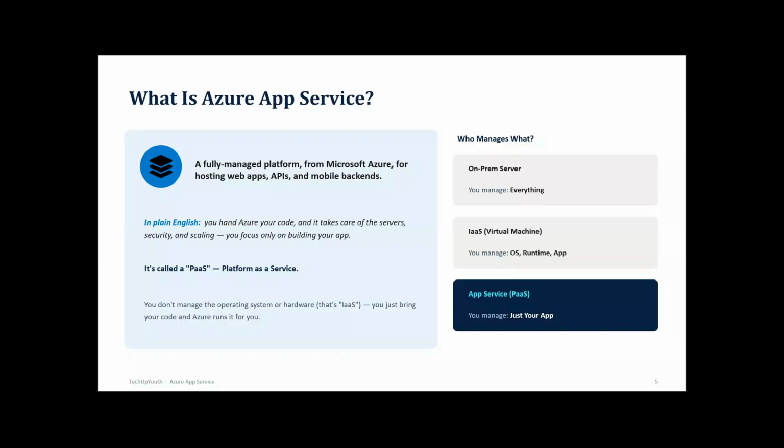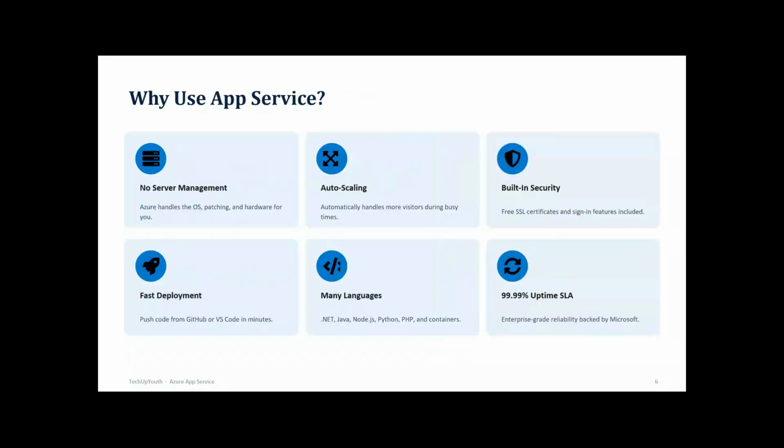So why do companies and organizations use App Service? The first thing, which is very important, is that there is no server management. Azure handles the operating system, it handles the patching and the hardware for you. Then the second is auto scaling. It automatically handles more visitors during busy times.